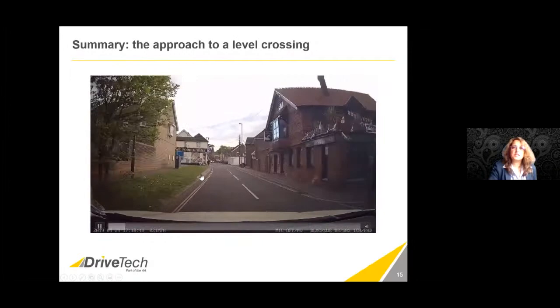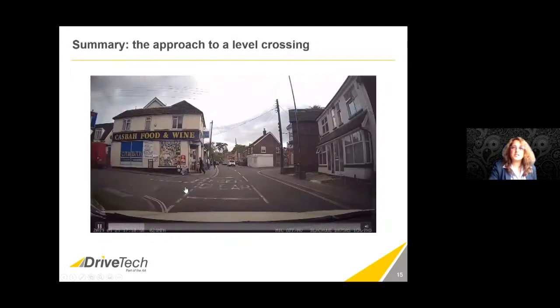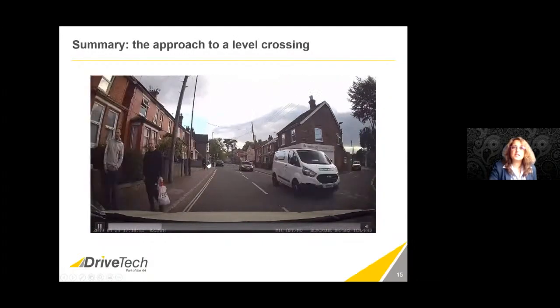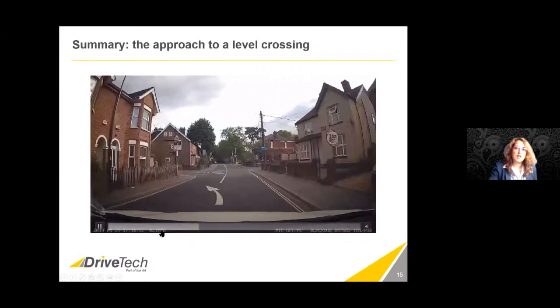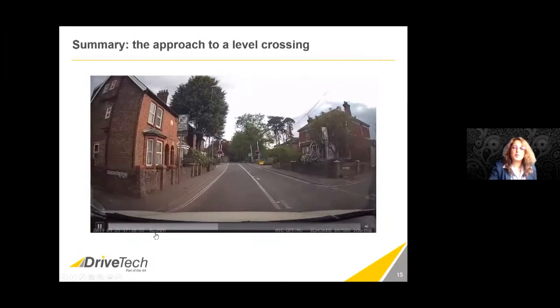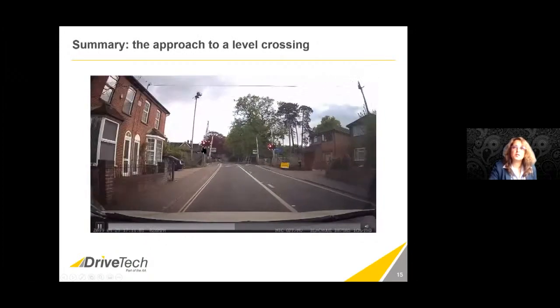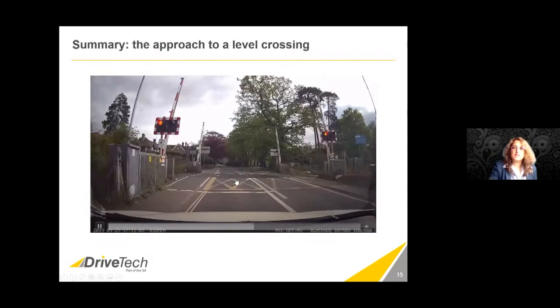So on approach, you can see there's a bend, so visibility is poor. You can see the warning sign there. Have a look at the speed at which they're traveling at. It's a 30-mile-per-hour road. There's the lights go. Then the barriers come down.